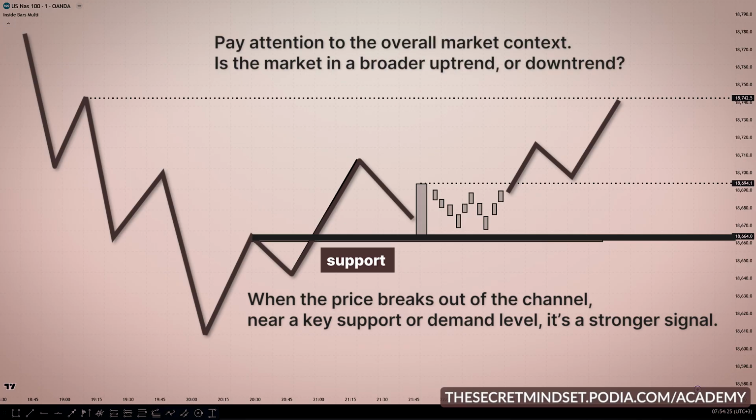When trading this setup, you also pay attention to the overall market context. Is the market in a broader uptrend or downtrend? This can help you decide which breakout direction is more likely to succeed. For exits, you can use minor levels. You look for small areas where the price has paused or reversed before. These can be good spots to take profits.